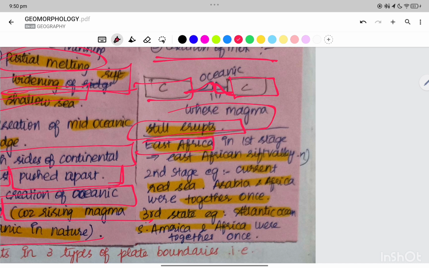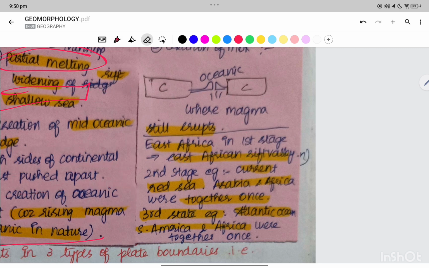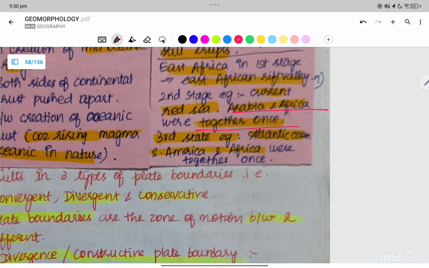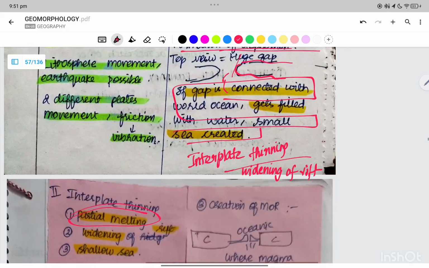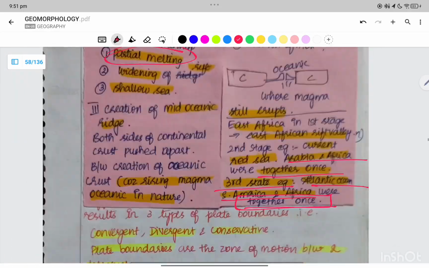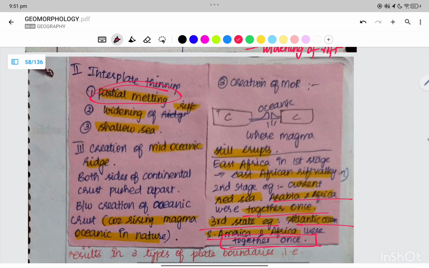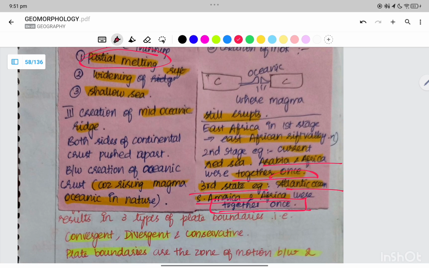It still erupts. East Africa is in the first stage. Example is the East African Rift. The second stage is the current Red Sea. Africa and Arabia were together once. The third stage is going to be the Atlantic Ocean. South America and Africa were together once. So East Africa drifting from Africa is in stage 1. Partial melting and then thinning of the plates. Then we have Arabia and Africa, creation of the mid-oceanic ridge. When the mid-oceanic ridge is being created, it is South America and Africa.